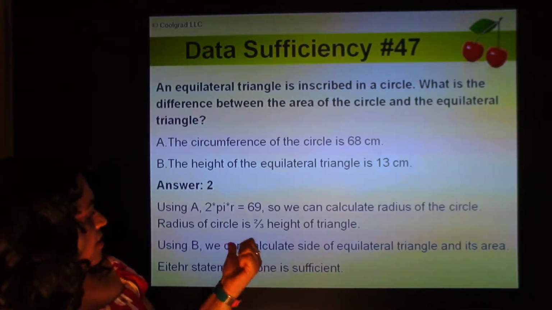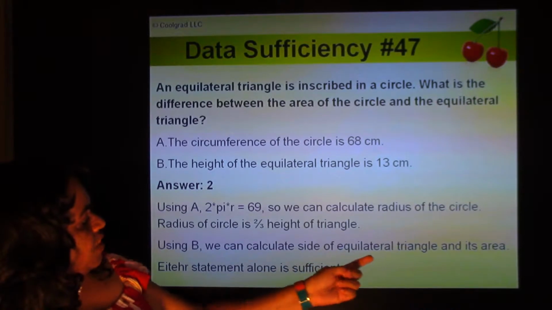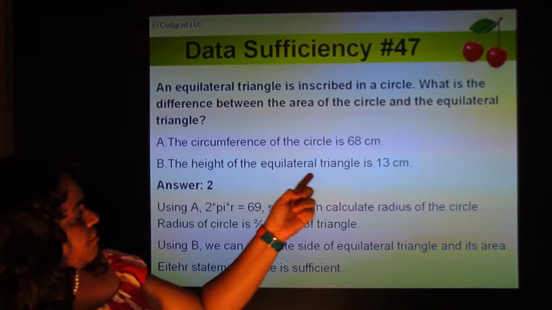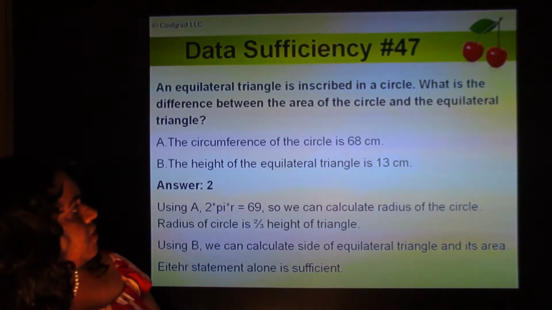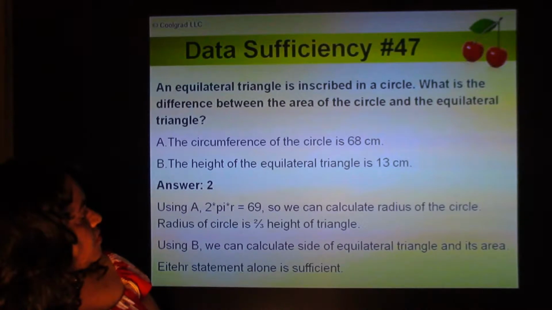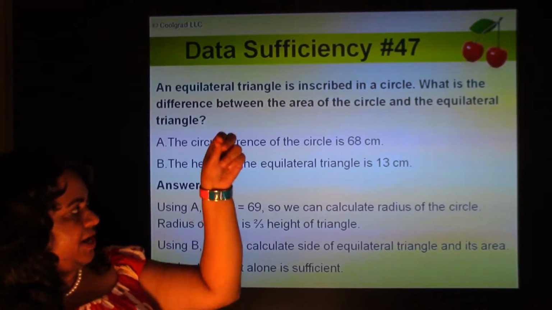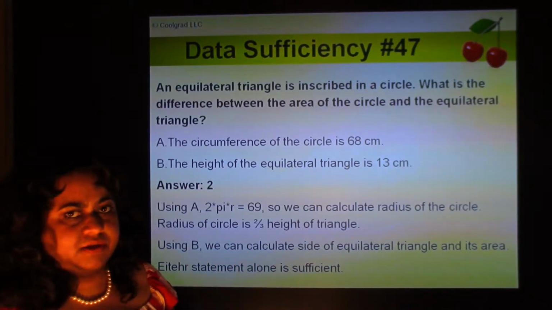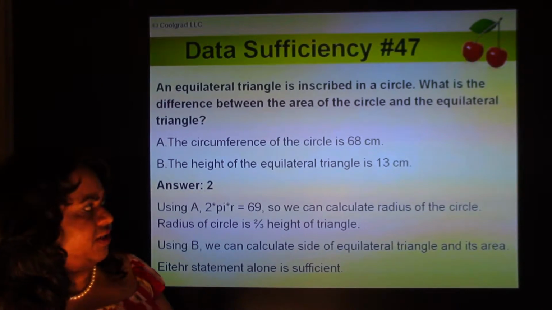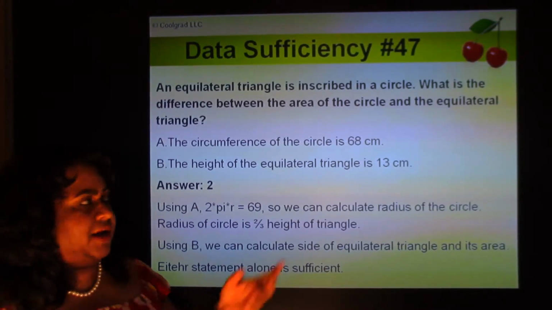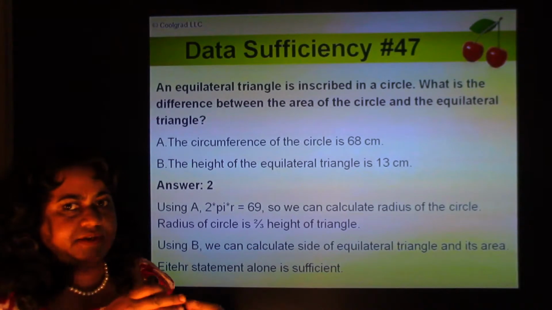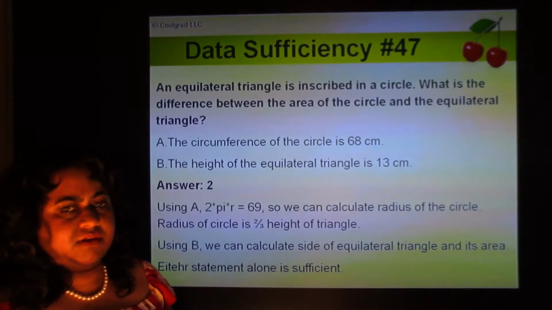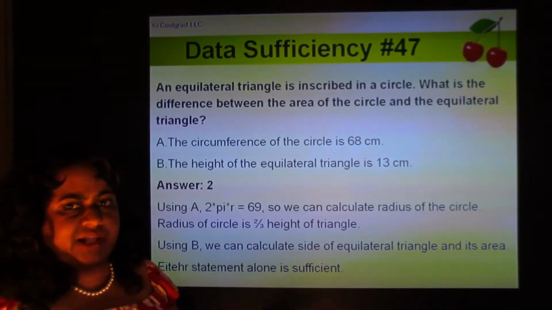And then using B, we calculate the side of the equilateral triangle and its area. The height of the equilateral triangle is 13 centimeters. So we know the height, and from that we can calculate the area of the equilateral triangle. The radius of the circle is nothing but 2/3 of the height of the equilateral triangle, 2/3 of 13. That's the radius of the circle, because the equilateral triangle is inscribed in the circle. So we know the radius of the circle, we calculate the area of the circle.